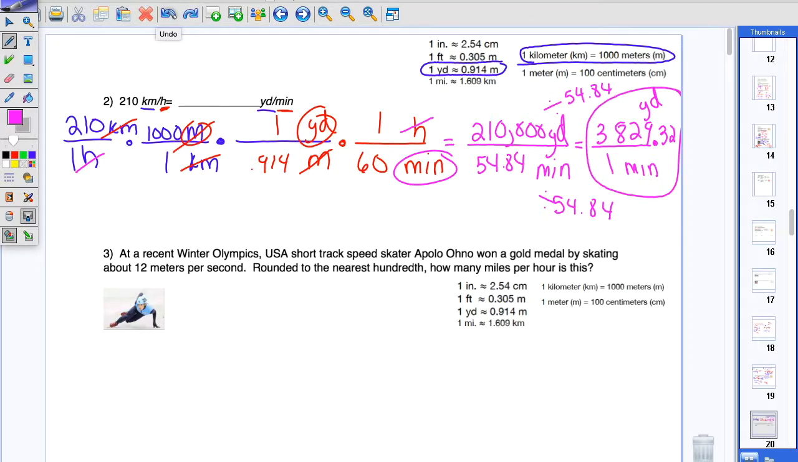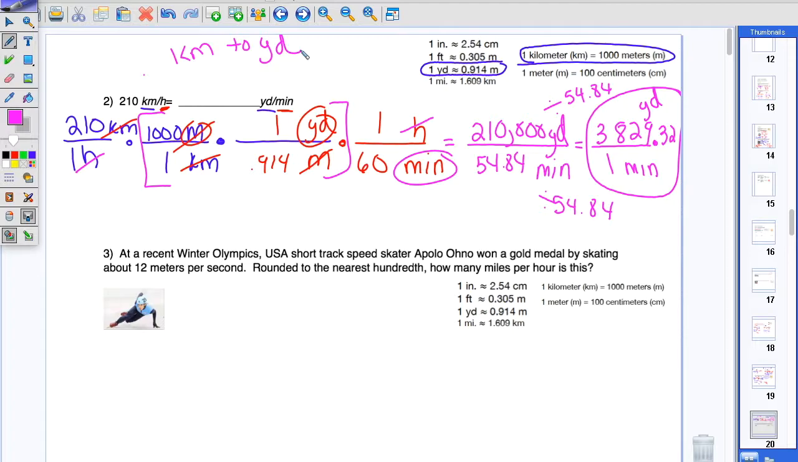So this is one way to convert right here in the middle from going from kilometers to yards, by doing 2 conversion factors. We could also use other conversion factors, and the answers will be similar in the end.